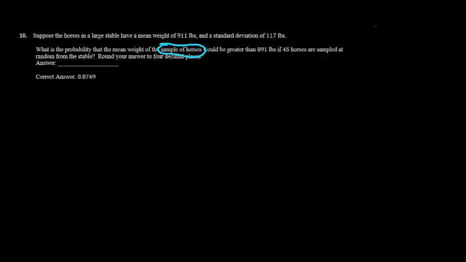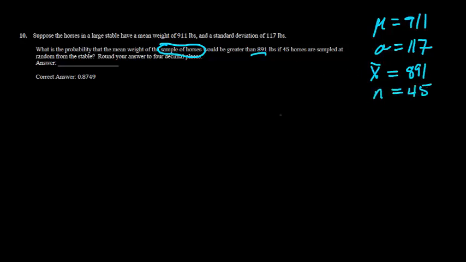It's a great time to turn around and do your cheat sheet, right? What is the mean weight of the horses? 911. The standard deviation is 117. We're wanting to know if the sample has an average weight greater than 891. That's my X bar. And 45 horses are sampled, so that's an N of 45.